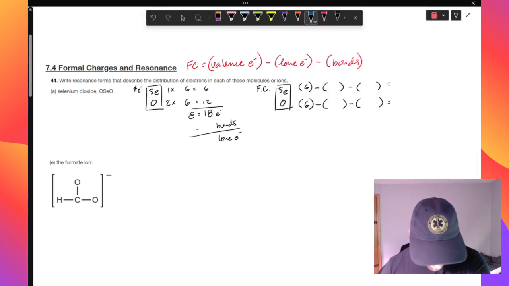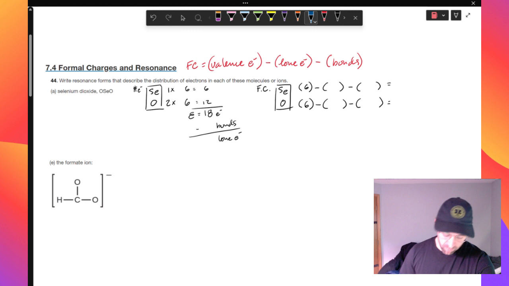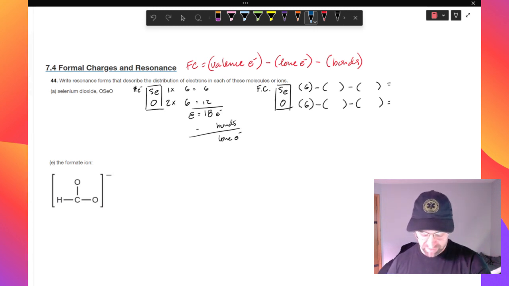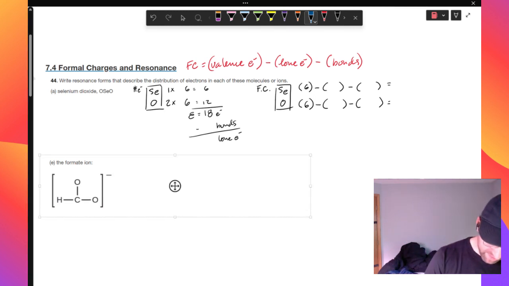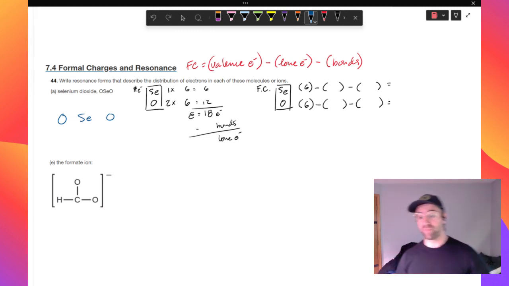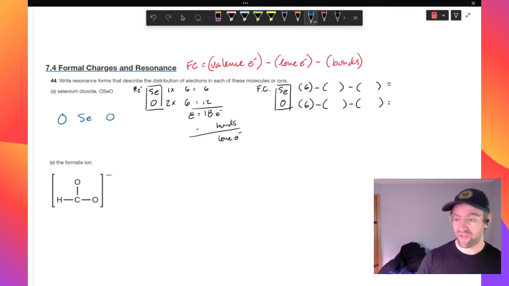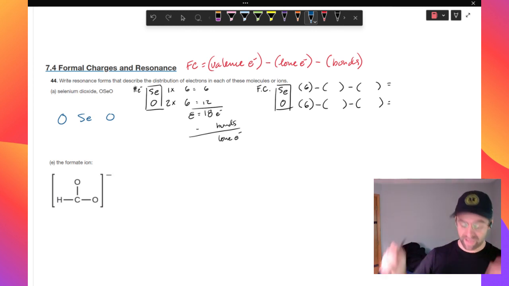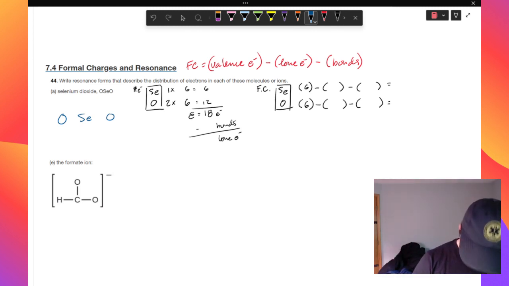So, write resonance forms that describe the distribution of electrons in each of these molecules or ions. We're starting with selenium dioxide, that is SeO2. I'm going to go ahead and draw this as written because there's some structure implied in how it's written. We don't have O2, we have the oxygens separated from each other.